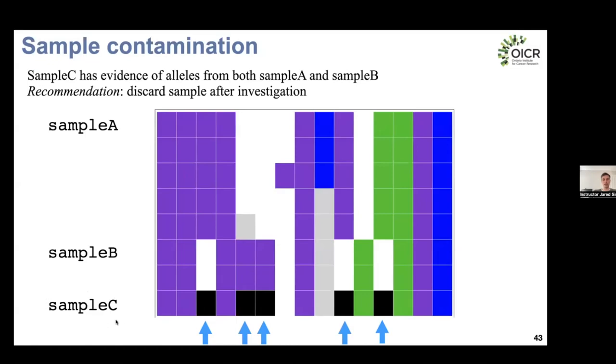So for example, here, sample C is ambiguous at this position, this one, this, and this. And that could be explained by mixing data from sample B, which is reference at this position, and sample A, which has a mutation at this position. And all of these positions follow the same pattern where B is reference and A is mutant, or A is reference and B is mutant. And we have automated scripts for detecting these situations where the pattern of ambiguous positions can be explained by some combination of samples.